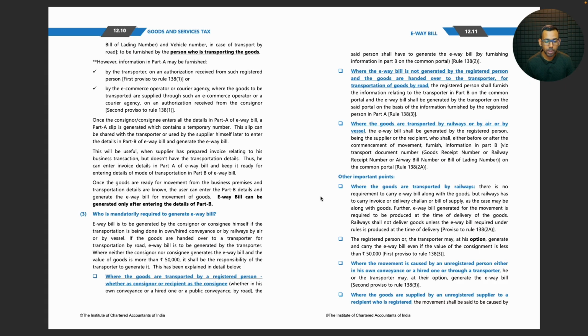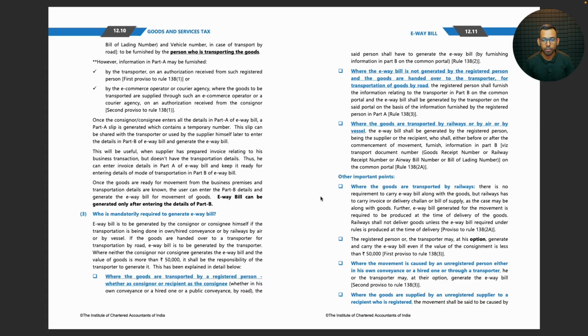Where the goods are transported by a registered person, whether as a consignor or recipient as the consignee, whether in his own conveyance or a hired one, or a public conveyance, or by road, the said person shall have to generate e-way bill by furnishing information in Part A, Part B on the Common Portal, Rule 138 Sub Rule 2. Where the e-way bill is not generated by the registered person and the goods are handed over to the transporter for transportation of goods by road.